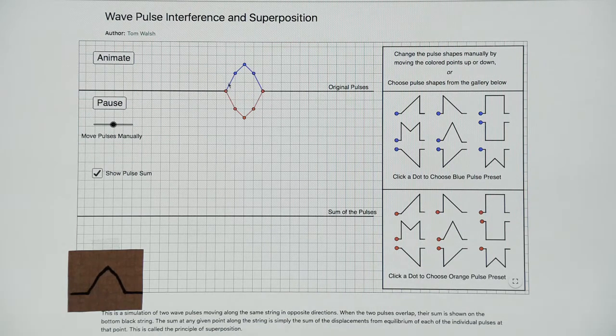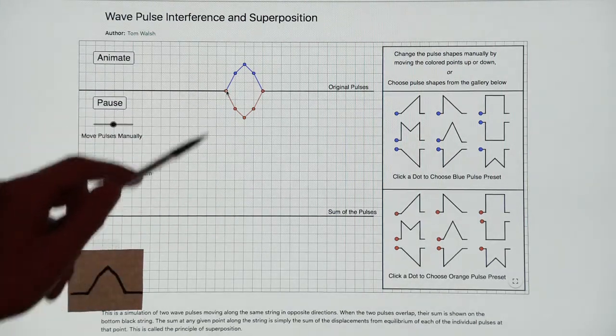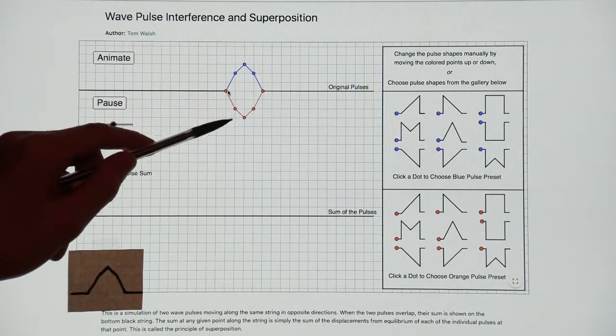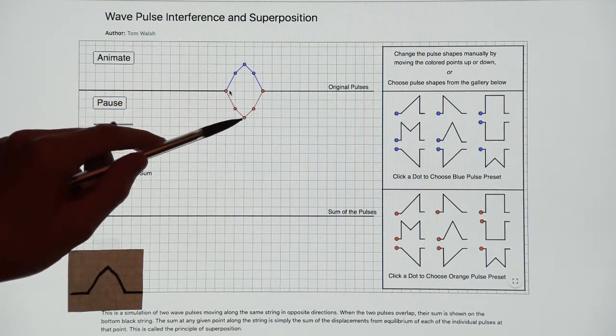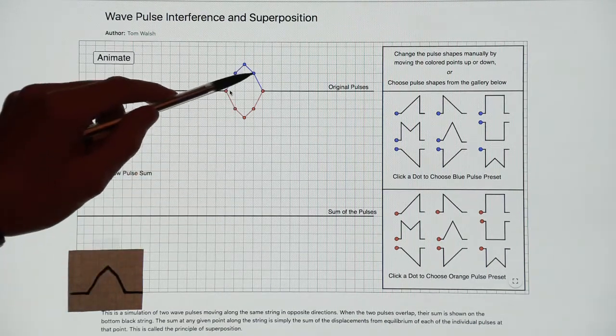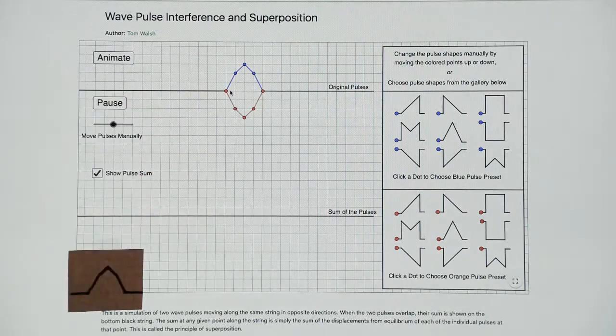So what happens is we have 0 and 0 make 0 right here. And then we have positive 2 and negative 2 add to 0. Positive 3, negative 3 add to 0. Positive 2, negative 2 add to 0. And 0 and 0 add to 0.